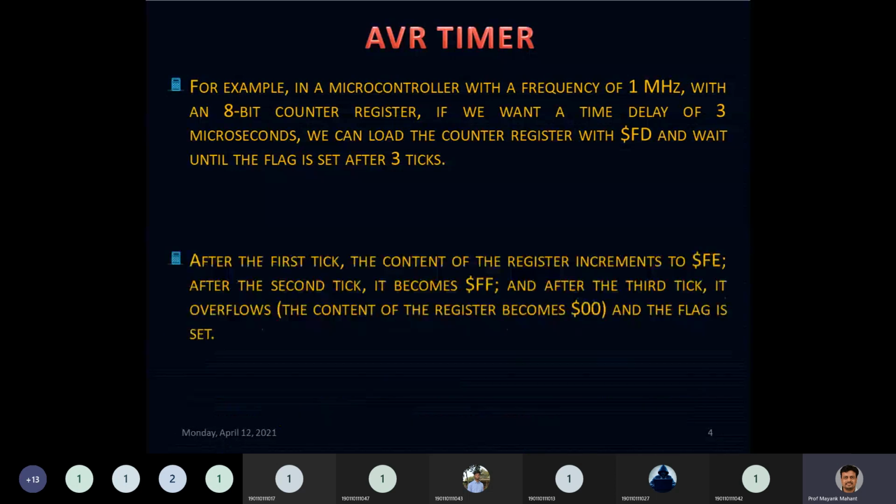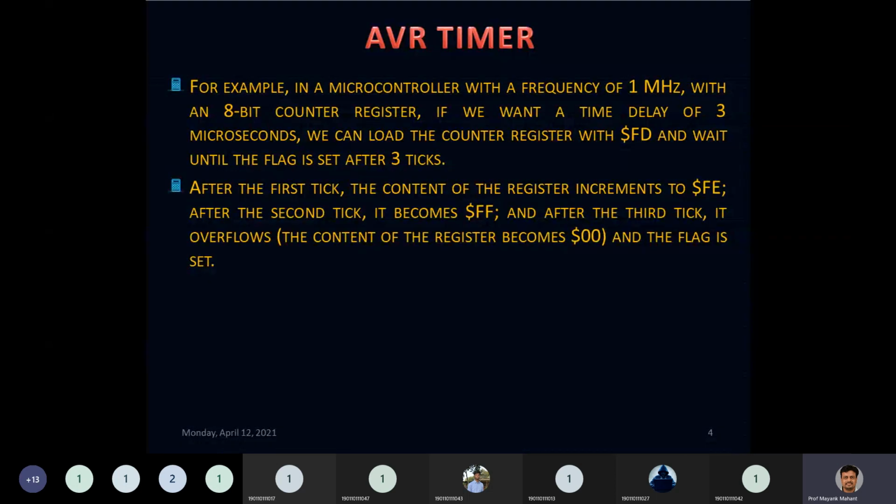This means at the first tick the value of your counter will become FE. For the second tick the value of the counter will become FF, and finally at the third tick the counter will overflow and become 00. At that time the overflow flag would be raised, and if we continuously monitor the overflow flag, we can come to know that the time between exactly clearing and starting my timer and the raising of the flag is exactly 3 microseconds.